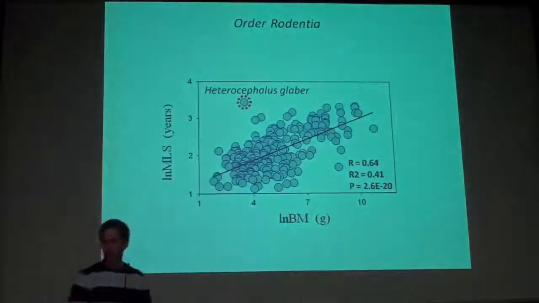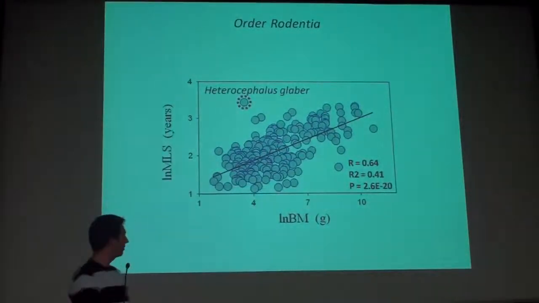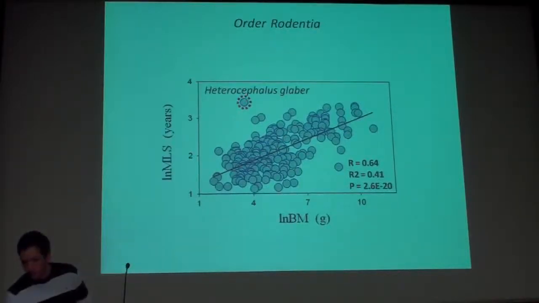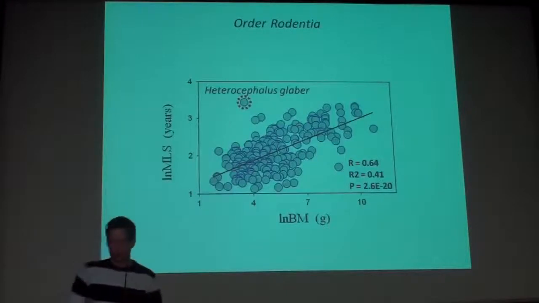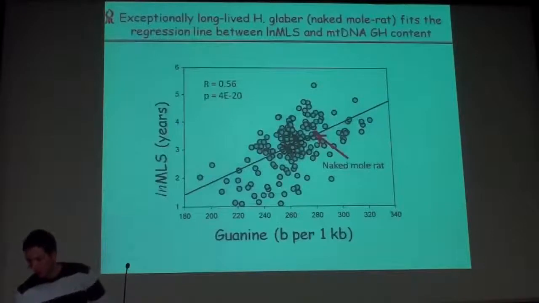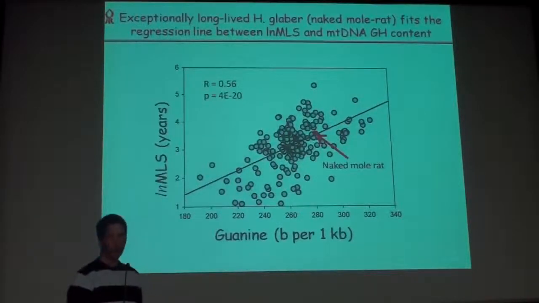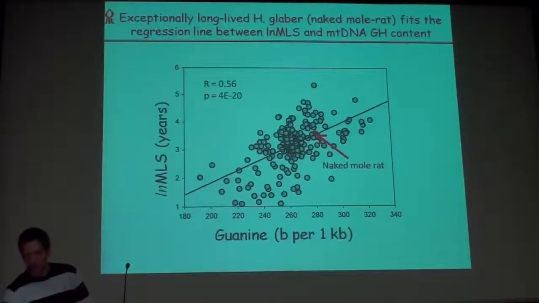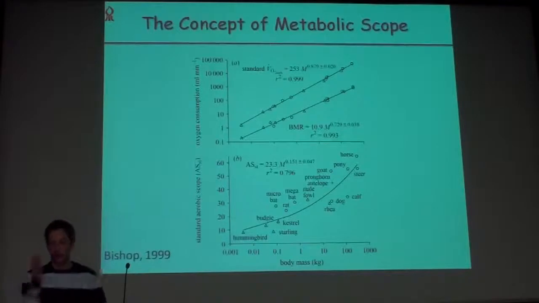This is the allometric relation of body mass and lifespan in the order Rodentia. You can see where the naked mole rat lies in the graph. And with regard to the GC content of the naked mole rat, is it exceptional? Well, absolutely not. You can see it at this red spot exactly on the regression line. This, of course, strengthens the relationship of the GC and the lifespan.